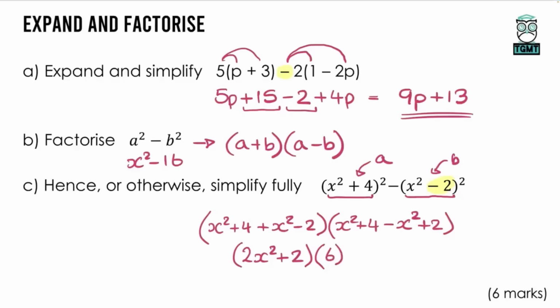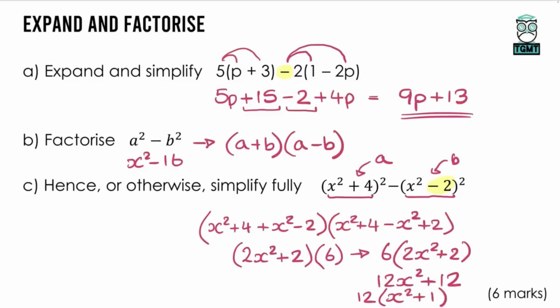Now normally if we had something written like that, of course we would write that as a single bracket, 6 lots of 2x squared plus 2. And we do want to simplify this. There's two things we could do. We could either expand that, which would give us 12x squared plus 12, or we could go ahead and refactorise it and fully factorise it, in which case we could put 12 on the outside and you could have x squared plus 1 on the inside.